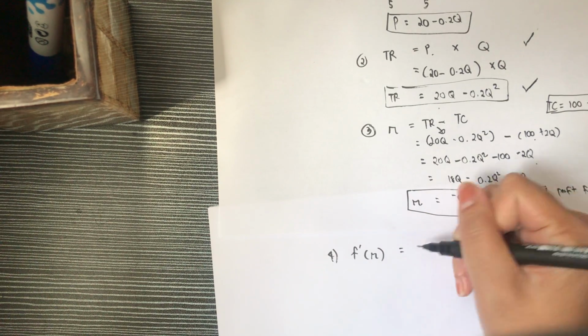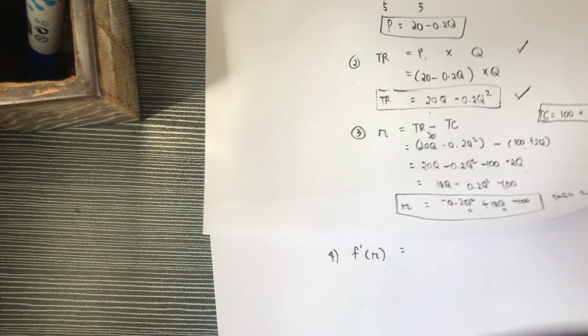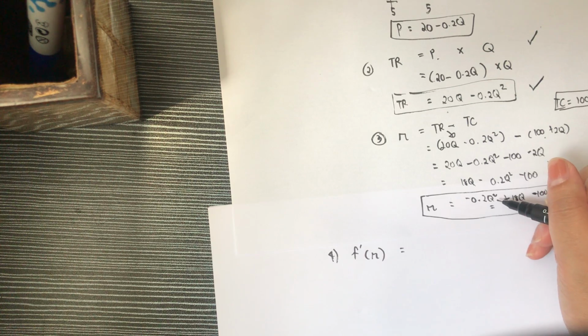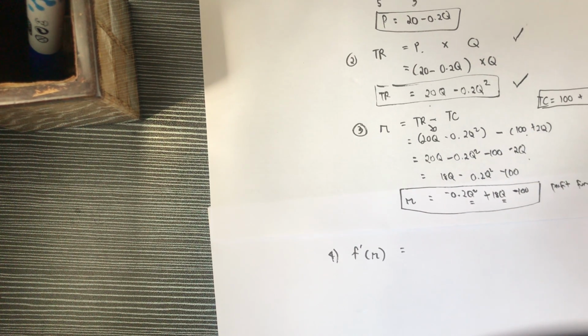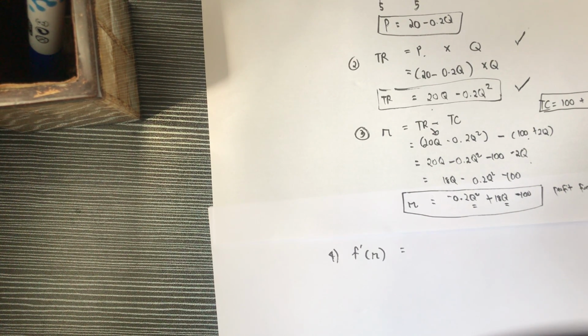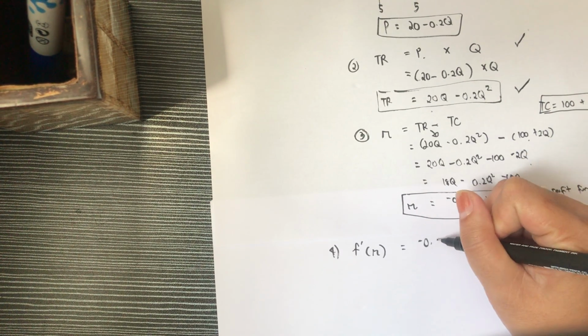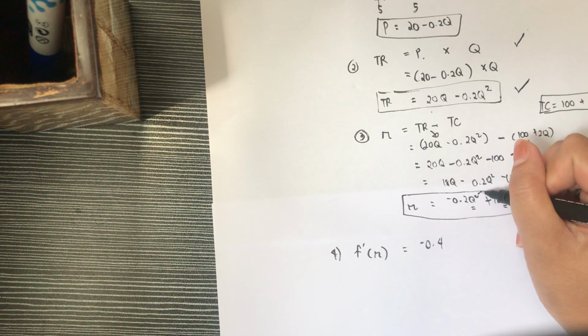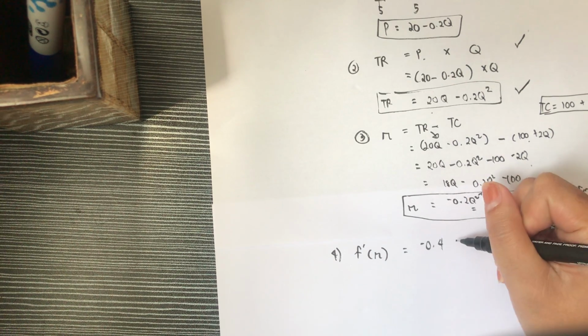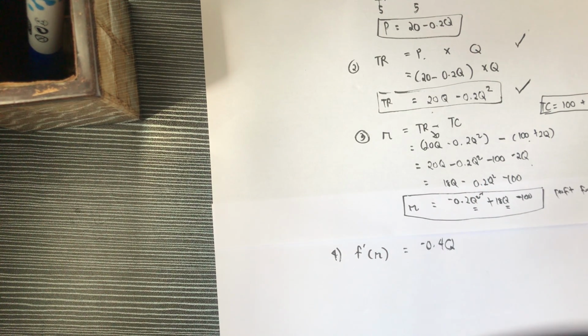So anyway, the derivative of negative 0.2q squared. Remember the power rule? The first thing that we need to do is multiply the power by the coefficient. So that's 2 times 0.2, right? So it's negative 0.4 now. And you deduct 1, right? So it will become just q.